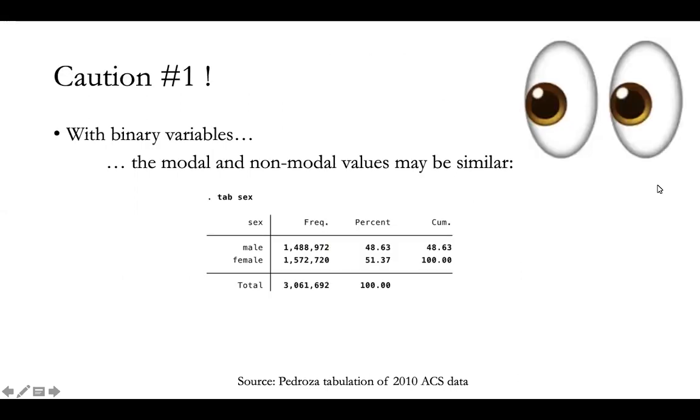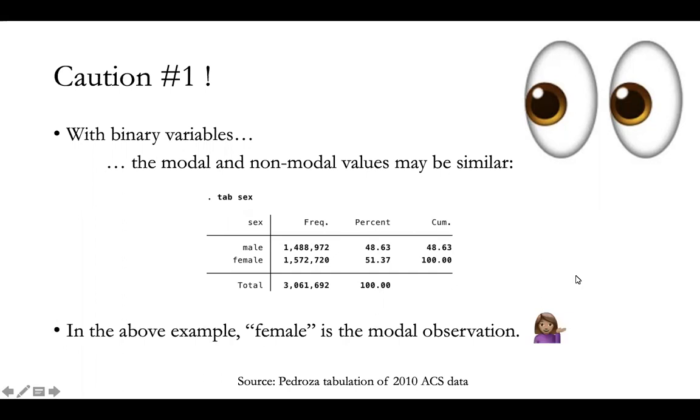Caution number 1 with binary variables: the modal and non-modal values might be very similar if you're working with dichotomous variables. In the ACS, the sex variable, if you tabulate it, is a binary variable. It only has 2 categories, either male or female. But careful, because the modal value here of female is only barely the modal value. Male is a close second. But the correct answer here for what is the mode is female.